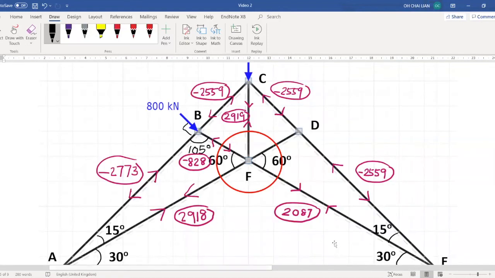In summary, we can present the axial forces of the truss member through a diagram.